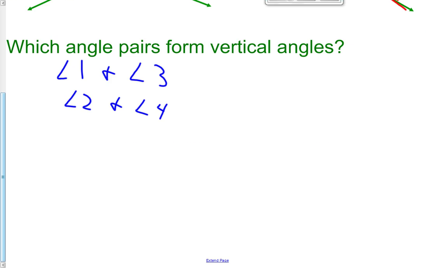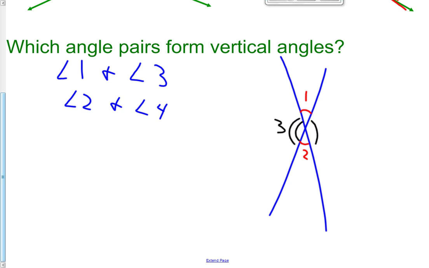So we could write any two lines that intersect. Here's a line, here's a line. When they intersect, this angle is vertical to this one. We'll call this angle 1 and angle 2. And then angle 3 and angle 4 are vertical. So it's the ones that are on the opposite side of the crossing there. That's what vertical angles are.